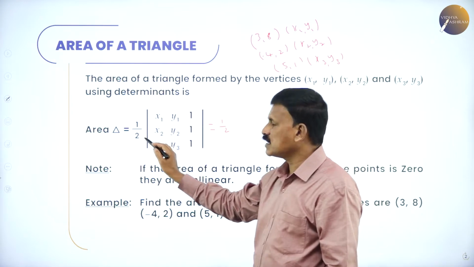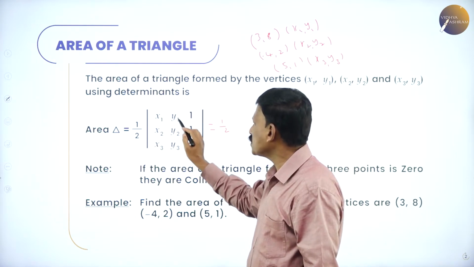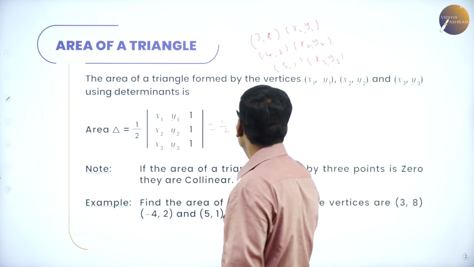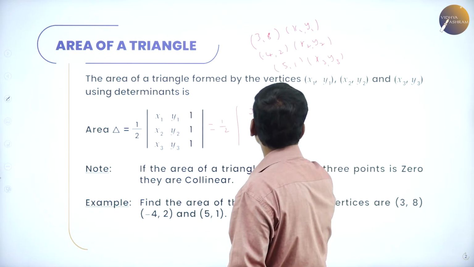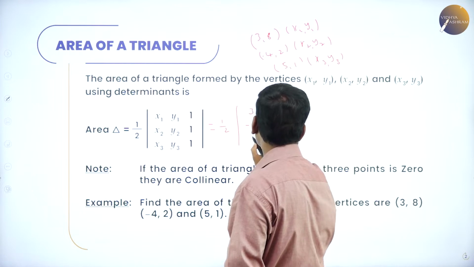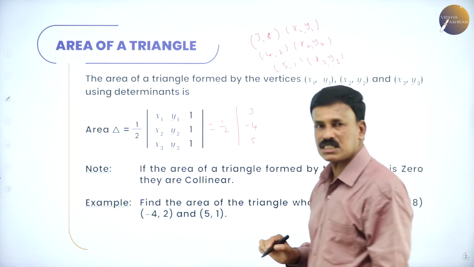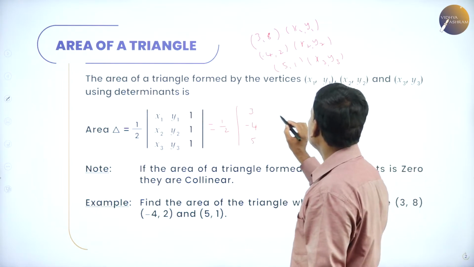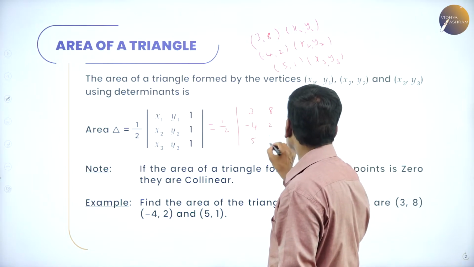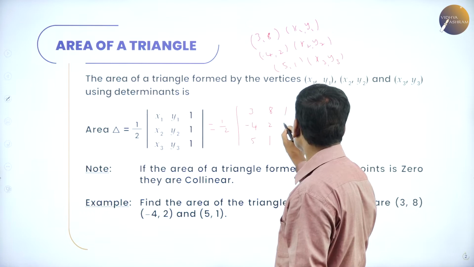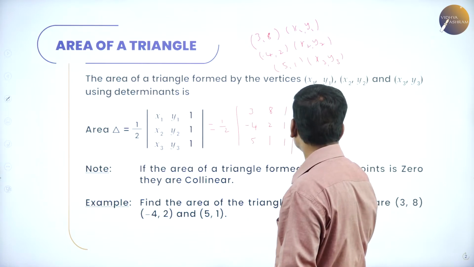What is the area of a triangle? Half into the determinant x1, x2, x3, y1, y2, y3, 1, 1, 1. So this is x1, x2, x3: x1 is 3, x2 is -4, and x3 is equal to 5. y1, y2, y3: y1 is 8, y2 is equal to 2, y3 is equal to 1, and the last column, 1, 1, 1, as it is.